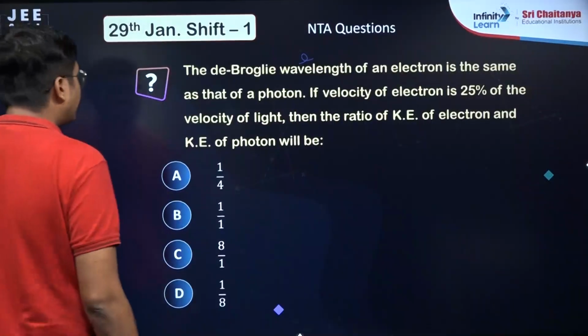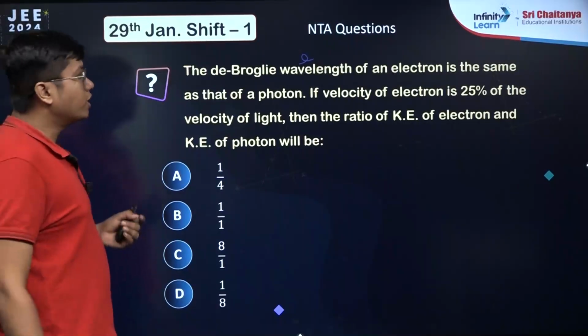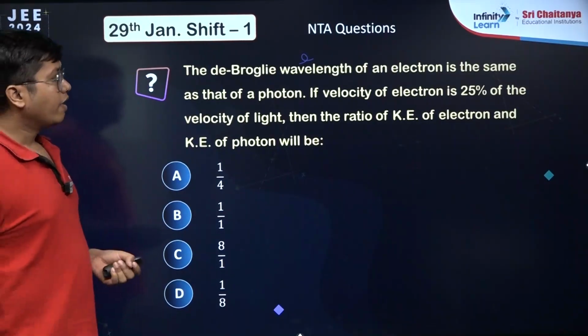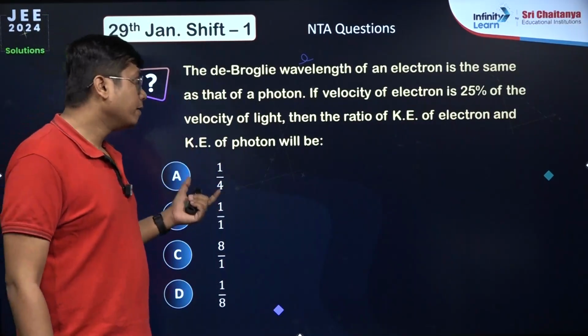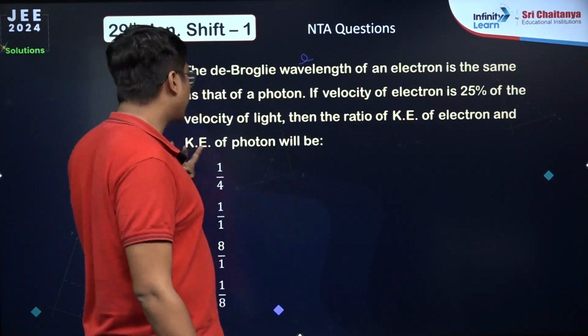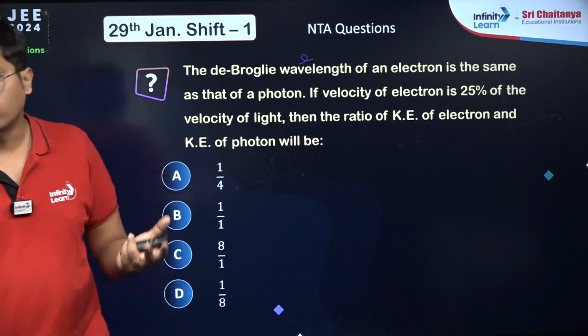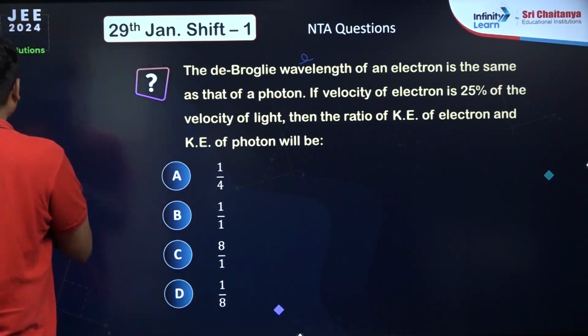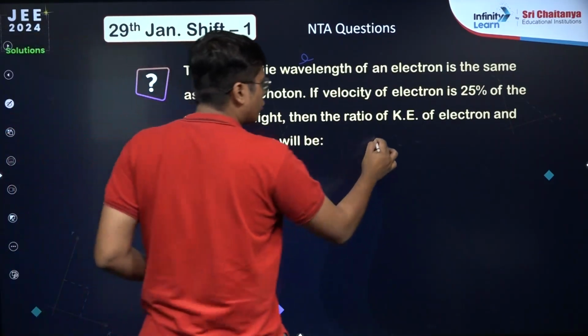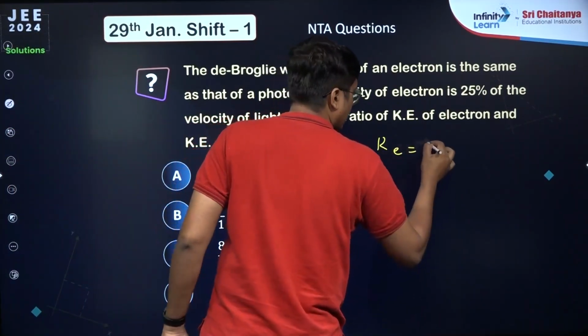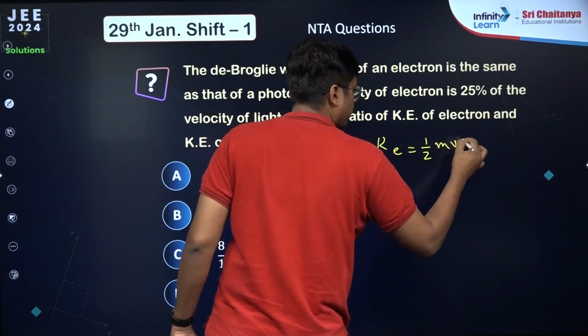The first one says the de Broglie wavelength of an electron is the same as that of a photon. If the velocity of the electron is 25% of the velocity of light, then the ratio of kinetic energy of electron and the kinetic energy of the photon is going to be what? So over here, we know basically an electron is a particle, so its kinetic energy would be half mv square.